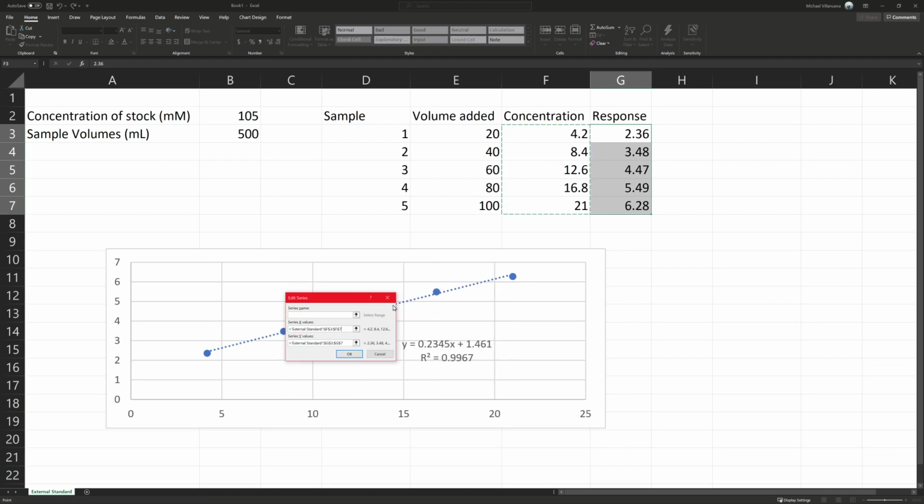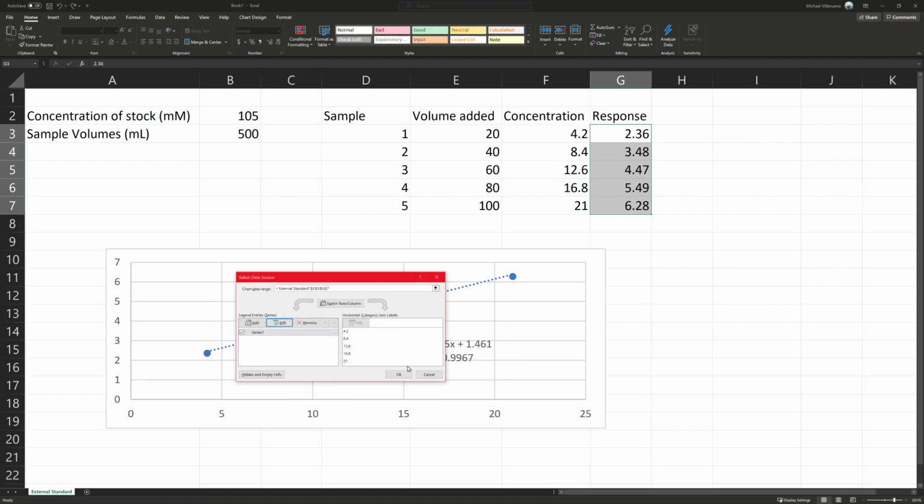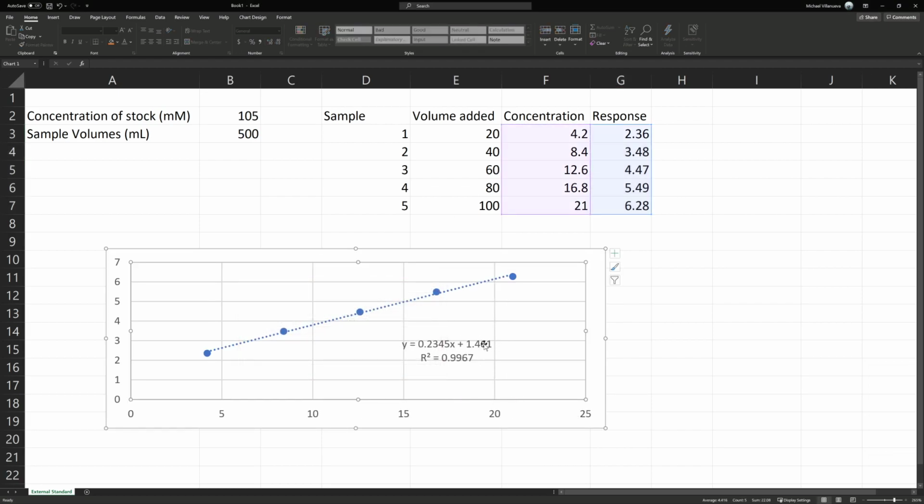Just selected them, hit enter, and our graph is back up. We have our new graph, we have our new equation, and we have our new R values. Now, let's take this one step further.